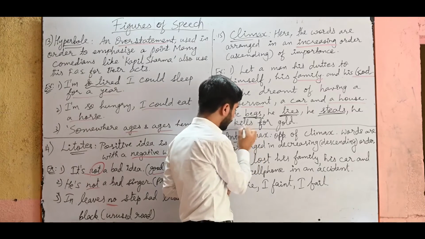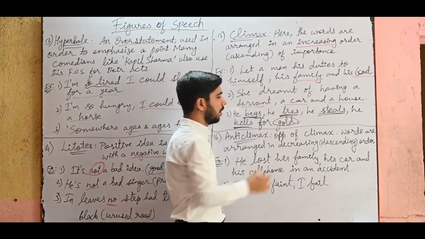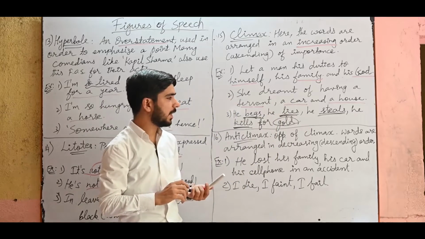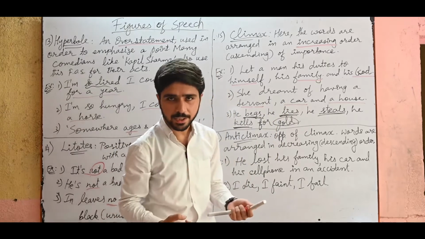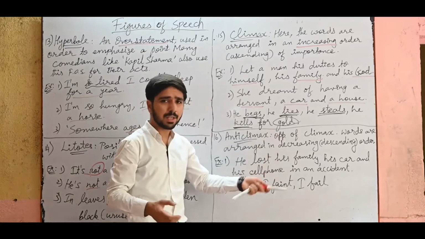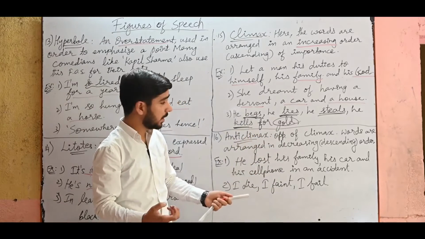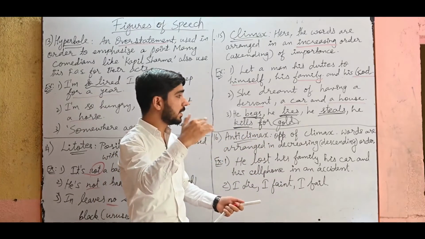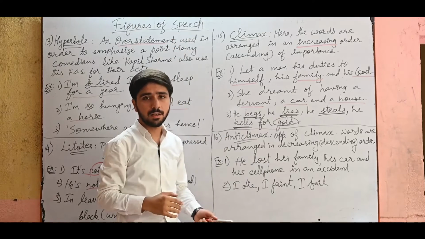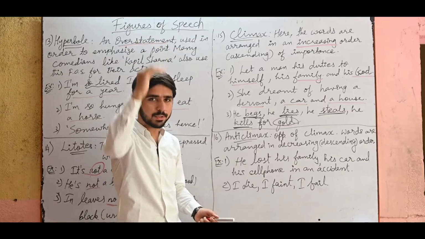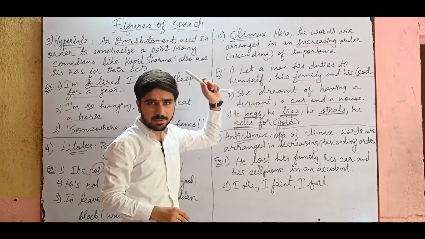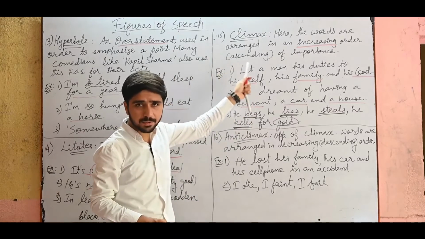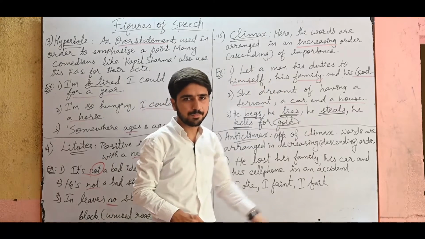So this is all. Gold means over here you can say money or whatever is his need. So here you can count gold as money. So first he will beg, then he will lie, then steal, and then he will kill finally. That is increasing order of importance. So that is climax. And climax is asked many times in exams.